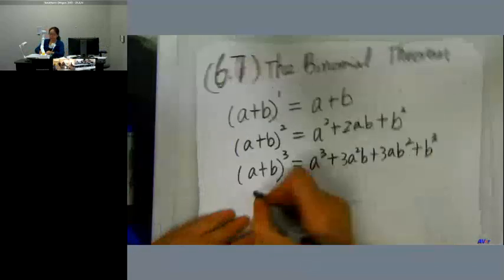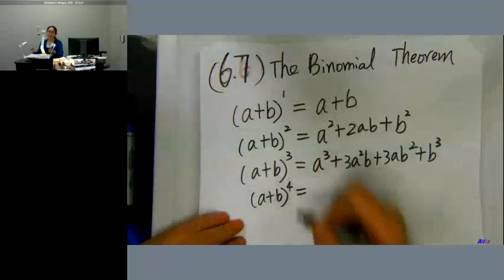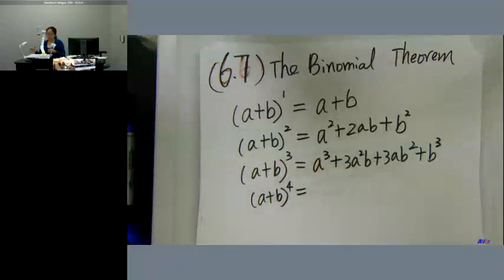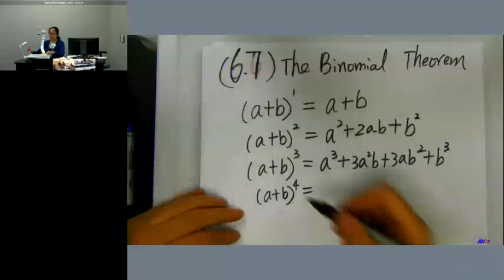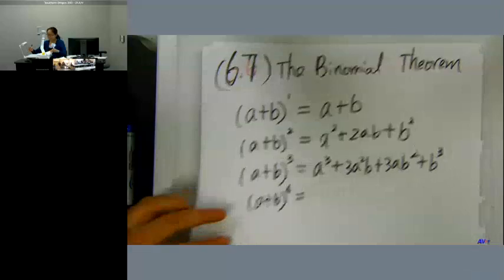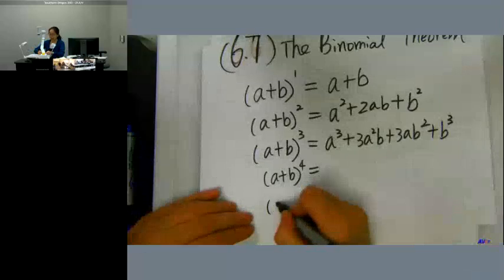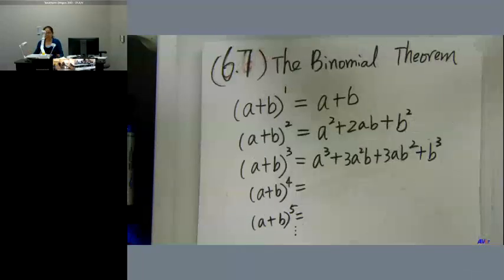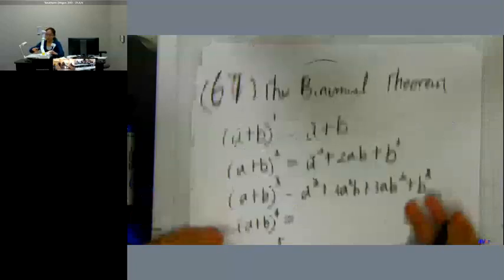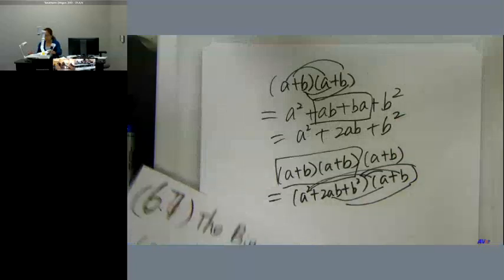Well, it gets more and more difficult, tedious. It's not really difficult. You just have to do it more times. So if you have a plus b to the 4th power, then you have to multiply 4 times. Or 5th power, you have to multiply them 5 times, and so on. So we really don't like to do it this way, like we did in algebra. There's no quick way. You just have to multiply.